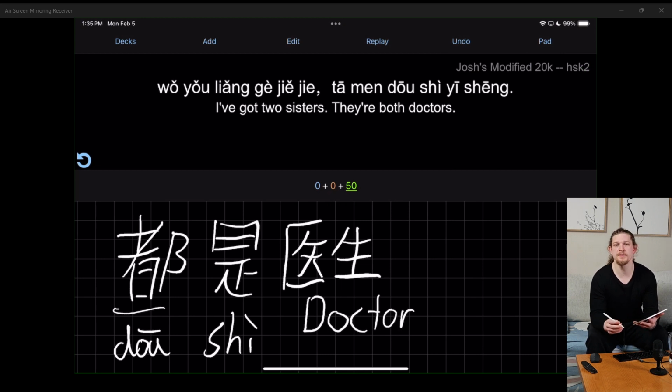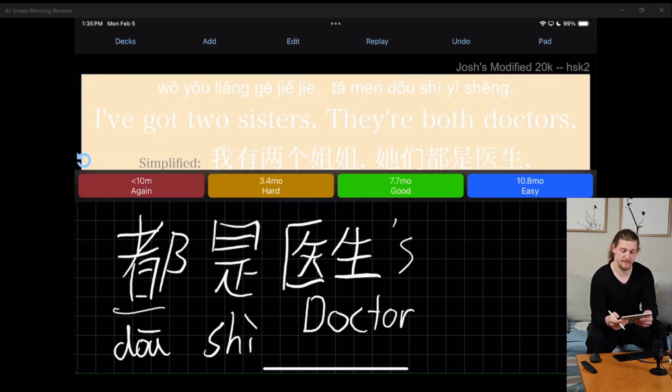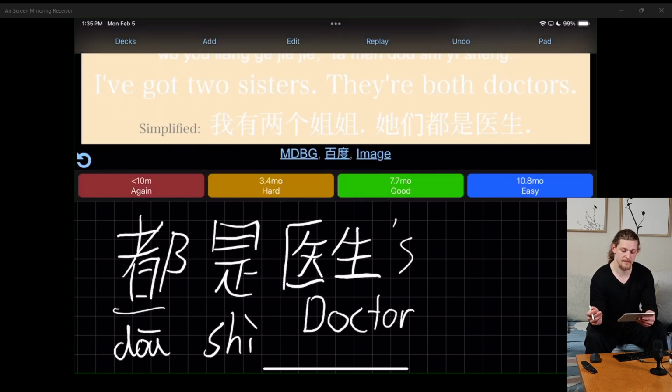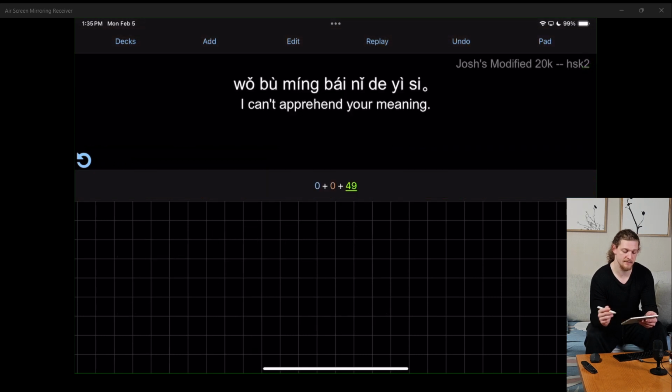And here there's no plurals in Chinese. So we say that they are all doctors, but in Chinese, since we're talking about two people, the plurality is inherent in the sentence. It's an implied plurality. We don't have to add any apostrophe s or anything like we would in English to indicate that. So 我有2个姐姐，她们都是医生。And we can see here that I wrote that correctly, so we're good to go.